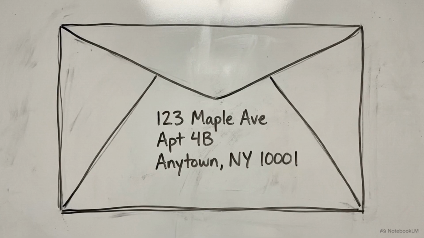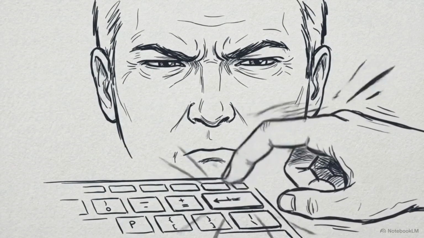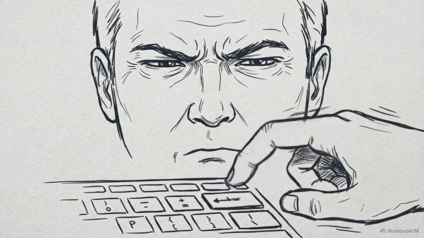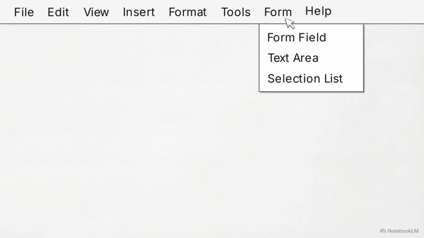Next, we tackle the Address field. An address usually requires multiple lines for the street, apartment number, and zip code. A standard single-line text input will truncate their view and immediately frustrate any user trying to check their own work. To fix this, we use the Text Area element. Go back to your Form menu and click Text Area to open its specific properties window.